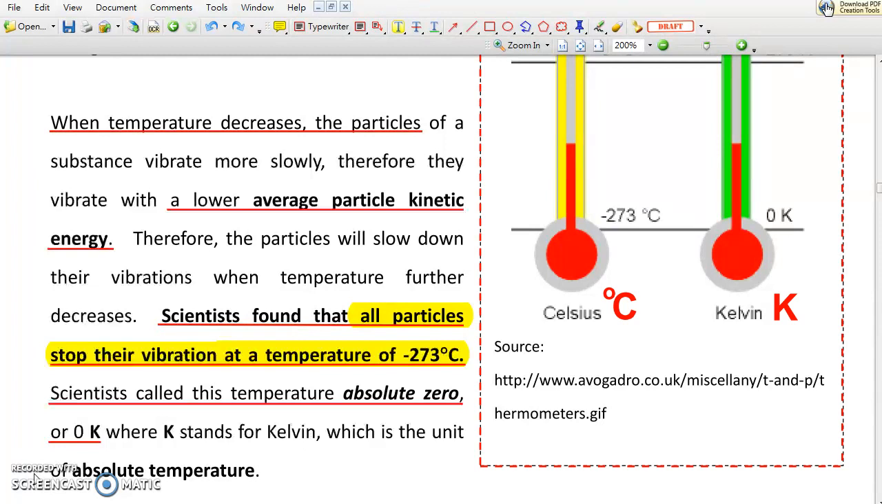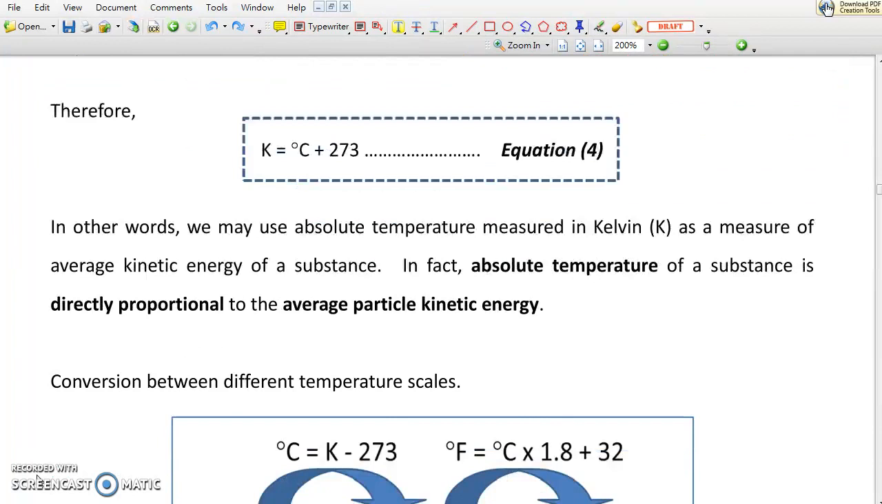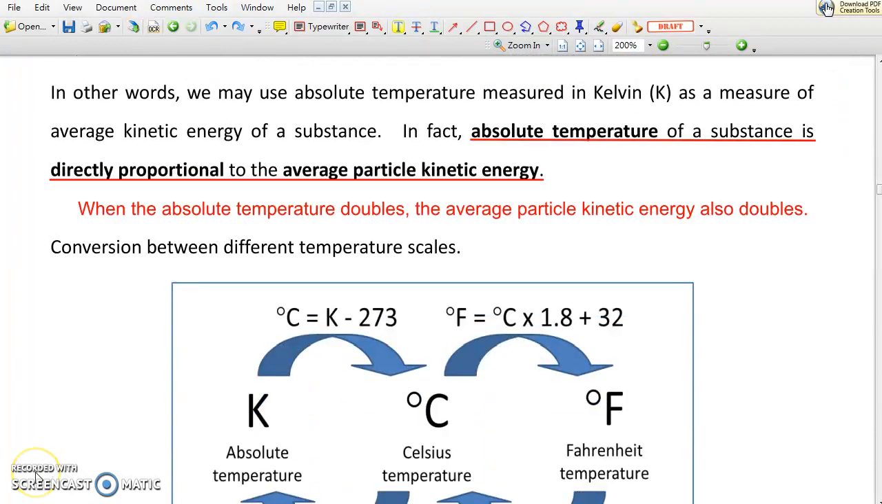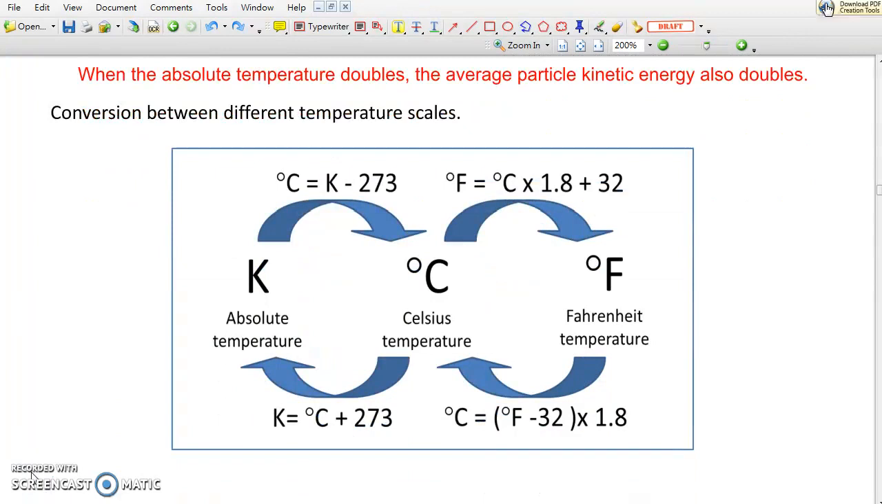The conversion between the Celsius temperature and Kelvin temperature is not too difficult, as you can see on the right-hand side. Absolute temperature is important because it is directly proportional to the average particle kinetic energy. And what does that mean? That means when the absolute temperature doubles, the average particle kinetic energy also doubles. So refer to the following chart for the conversion between different temperature scales.